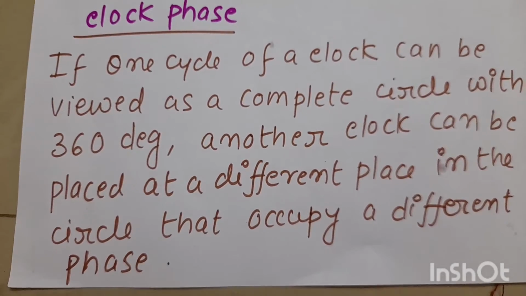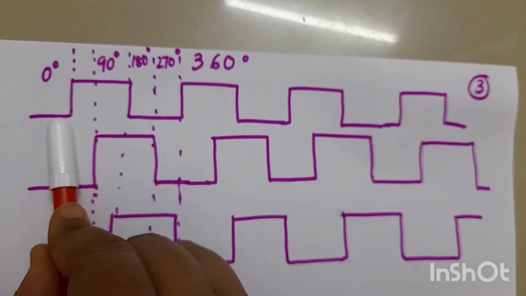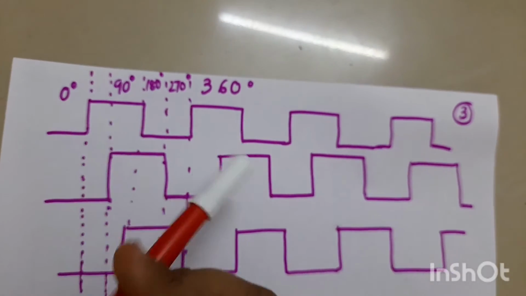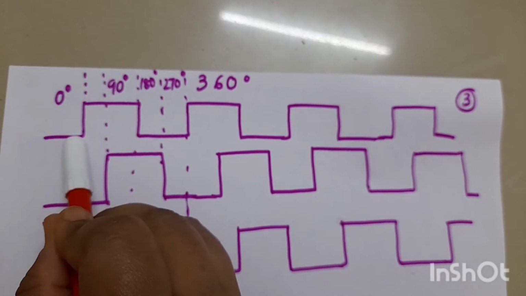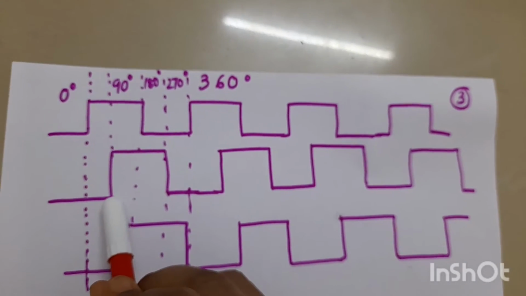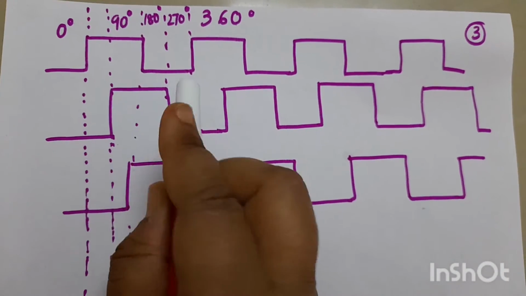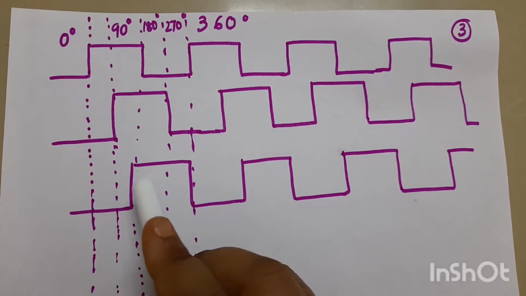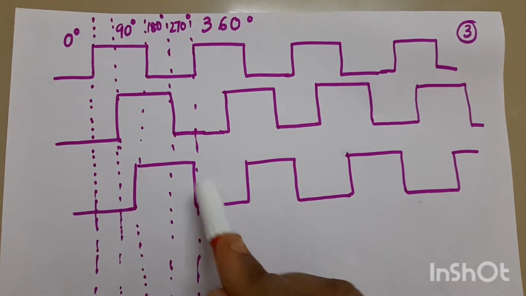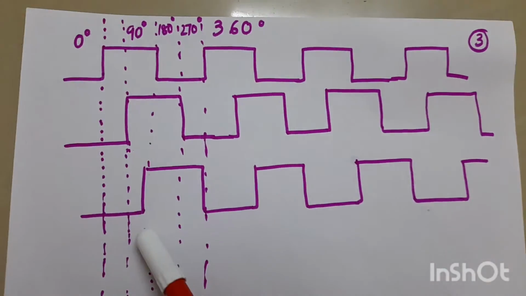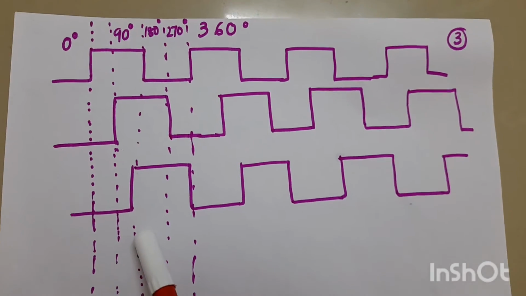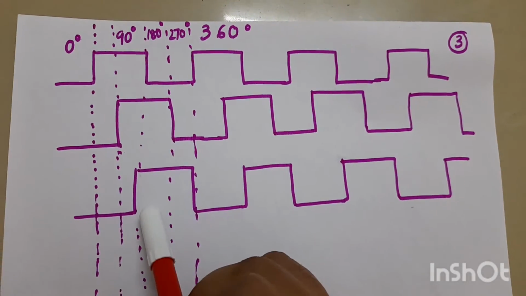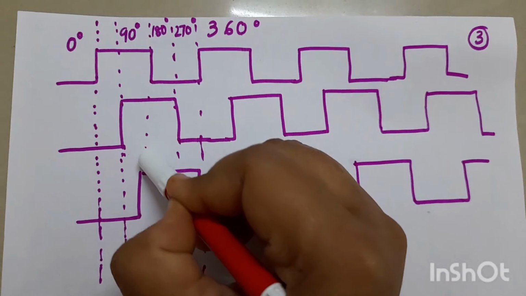Now I will show you with an example. 0 degree, 90 degree, 180 degree, 270 degree, 360 degree. The first stream of clock starts at this point. The second stream of clock starts after 90 degree, from this point. The third stream of clock starts at 180 degree, at this point. So this clock is shifted by 90 degree. This clock is shifted with respect to the first clock by 180 degree, and it is shifted with respect to the second clock by 90 degree. Actually, this point is aligned to this point.